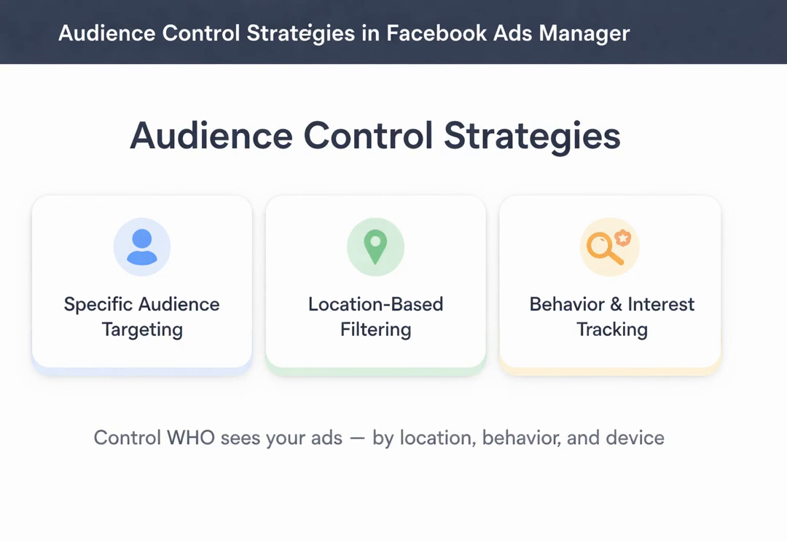Continuing from where we left off, let's dig into one of the most powerful features inside Facebook Ads Manager: audience control. This section is all about giving you precise control over exactly who sees your ads. You're not just broadcasting to everyone. You can filter your audience by specific location, by the device they're using, by their behavior, and by their interests. This level of specificity is what separates a well-optimized campaign from one that wastes budget.